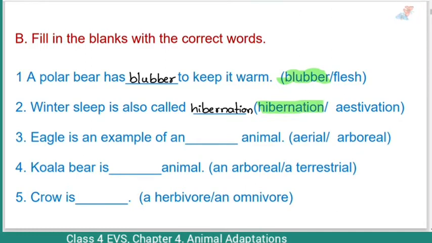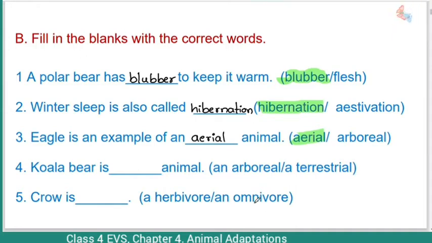Third one, eagle is an example of an dash animal. Eagle is an example of an aerial animal. A-E-R-I-A-L. Eagle is an example of an aerial animal.